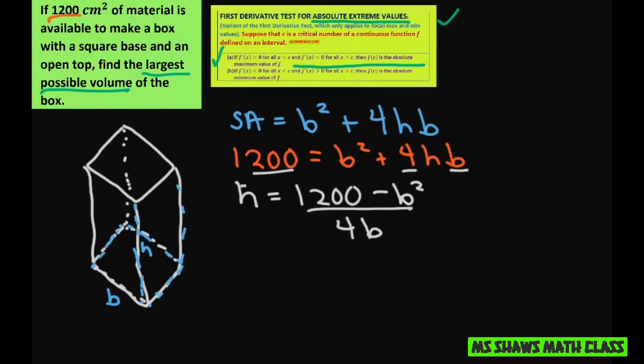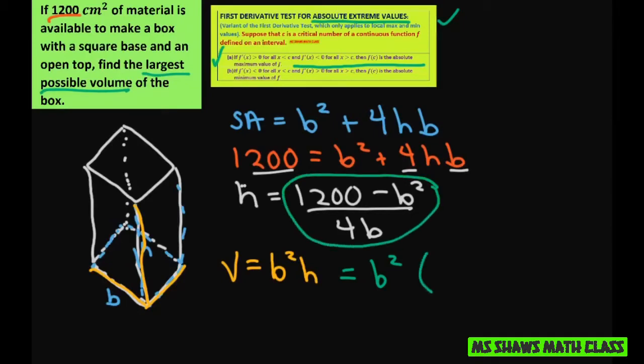So now that we have H, we can use our volume formula, and our volume formula is going to be B squared times H. So you're doing each of the sides like that. All right. So now that we have that, we're going to substitute, and we're going to get V equals B squared times H, and this is your H. So that's going to be 1200 minus B squared divided by 4B.